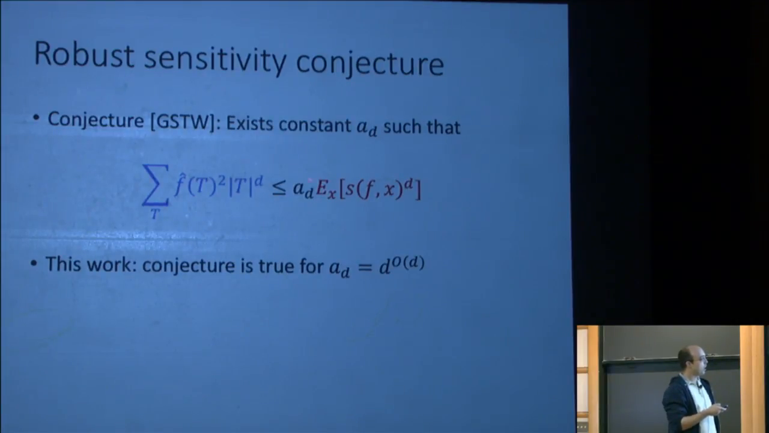We show that there is this constant, and it's actually not too bad, it's roughly d to the d, such that the d moments of sensitivity are an upper bound to the d moments of the Fourier distribution. So this is what I want to show you today.